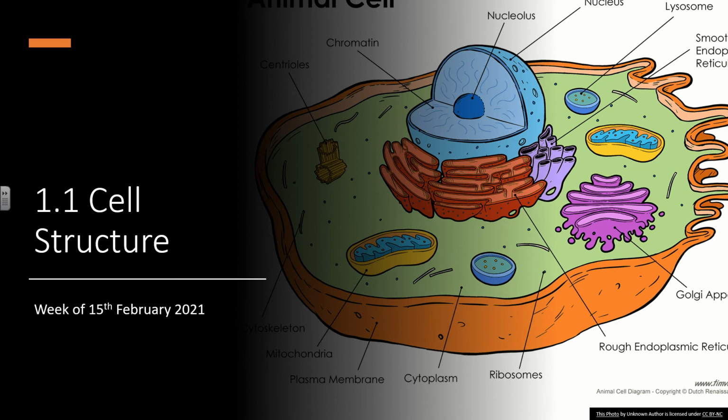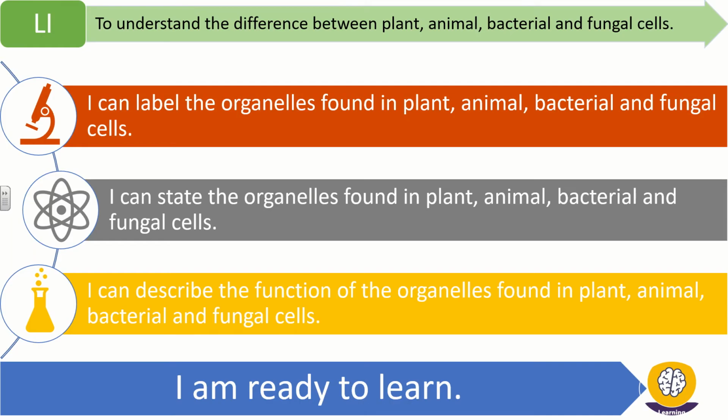So this week we're going to start with 1.1, which is cell structure. At the start of each lesson, your teacher should provide you with the learning intention and success criteria. This is really helpful in order for you to tick off what you've understood and maybe highlight any areas that you need to ask questions about. They can also be really helpful to structure your revision notes for when you come back to them.